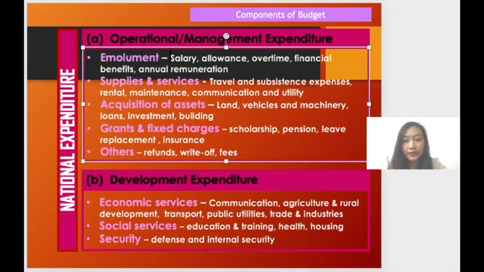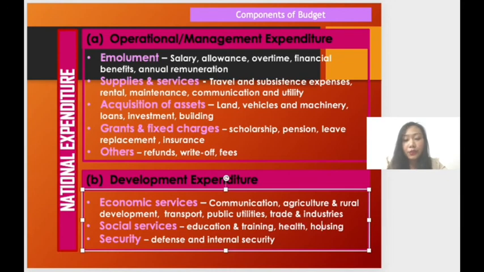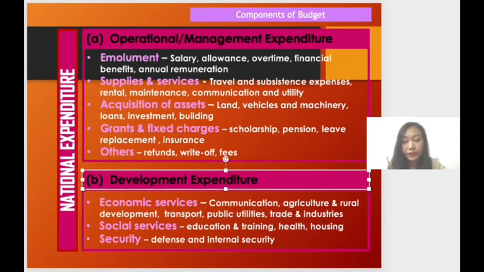Acquisition of assets, such as land, vehicles, and machinery, loans, investment, and building. Grants and fixed charges, such as scholarship, pension, leave replacement, and insurance. Others such as refunds, write-off, and fees. And then the last one, development expenditure, includes economic services, social services, and also security.